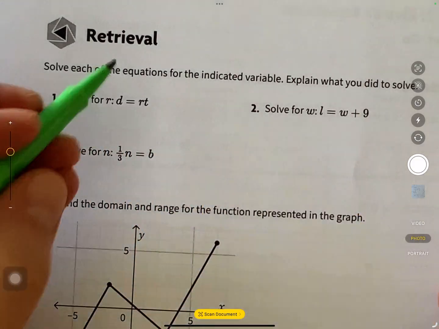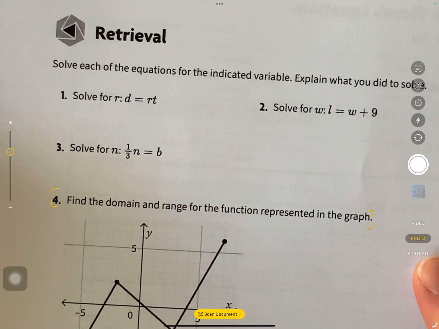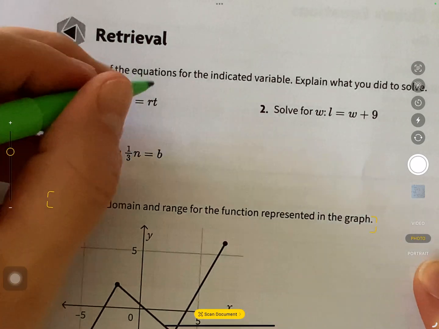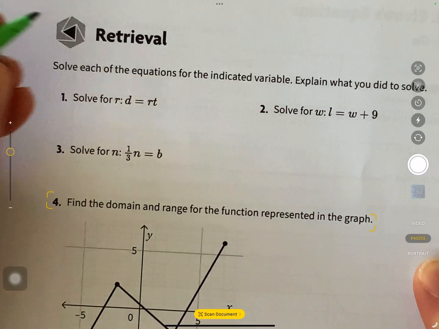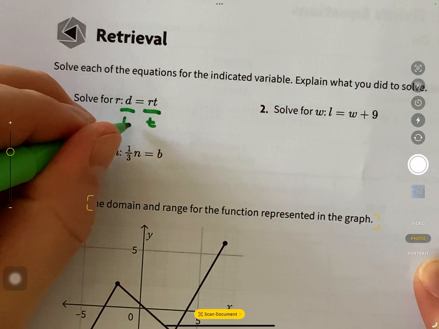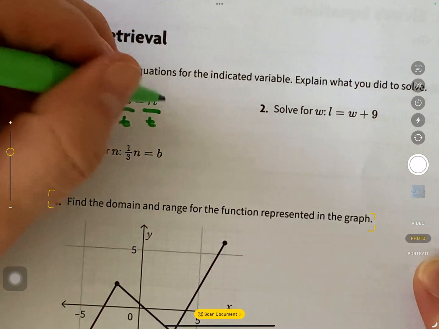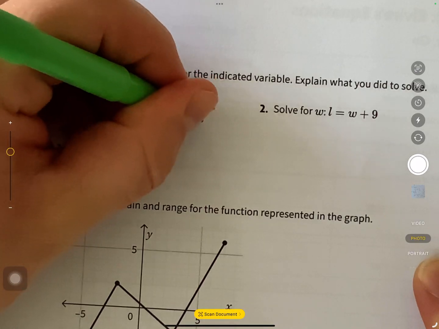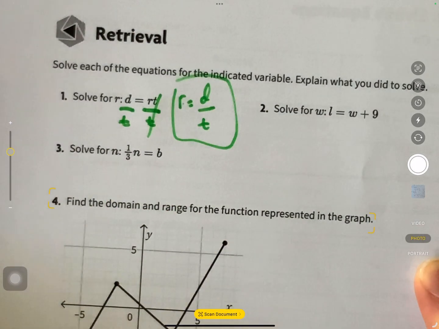This is a distance equals rate times time formula. And if we're going to solve for r, that means we have to get rid of t, and because it's touching, that means multiplying, so we're going to do the opposite. We're going to divide by t on both sides, and that's all we're doing. The t's cancel. R equals d over t. That's the answer.